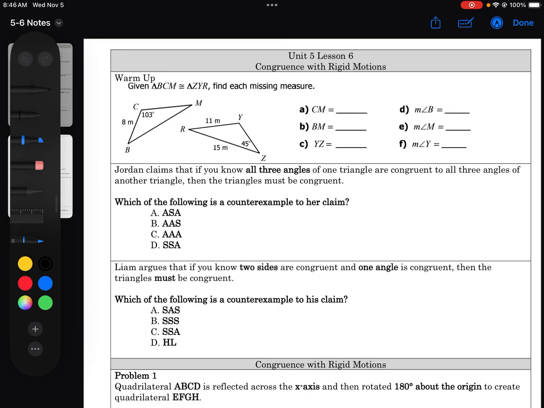Mr. Biggers here, and today we're going to quickly go through Unit 5, Lesson 6 with congruence on rigid motions. I'd like you to pause the video and try the warm-up before I go ahead and get started.